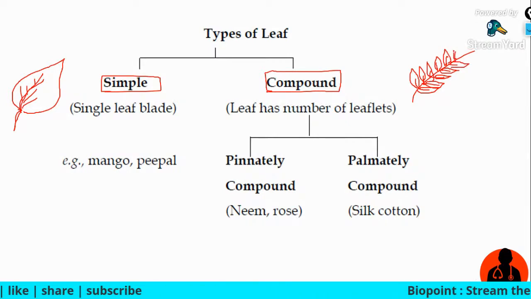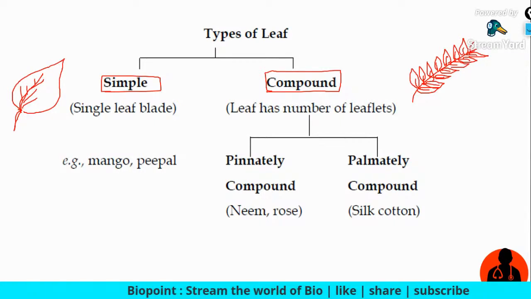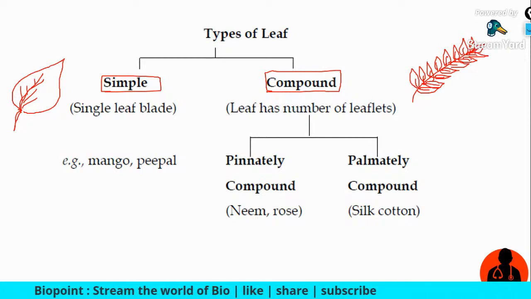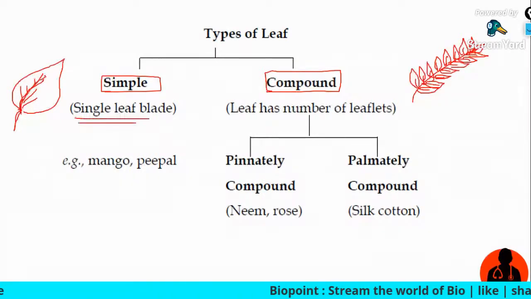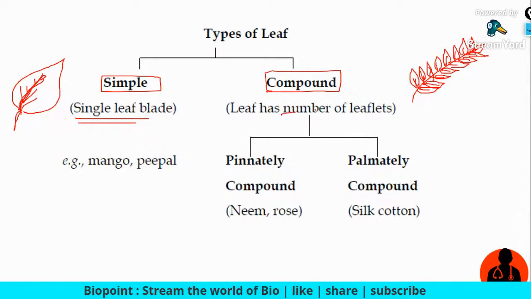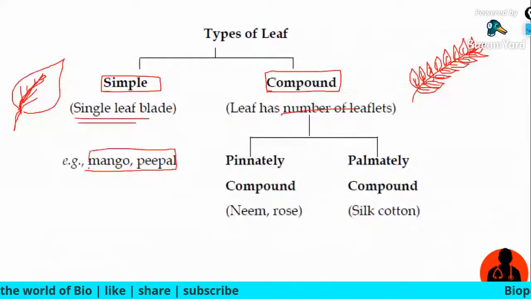Will you call them leaflets? You would call them leaves of the curry plant. You won't call them leaflets of the curry plant, right? So these are actually compound leaves, and this is a simple leaf with a single leaf blade. A compound leaf has multiple leaf blades, a number of leaflets. Simple leaf examples are mango, peepal, etc.